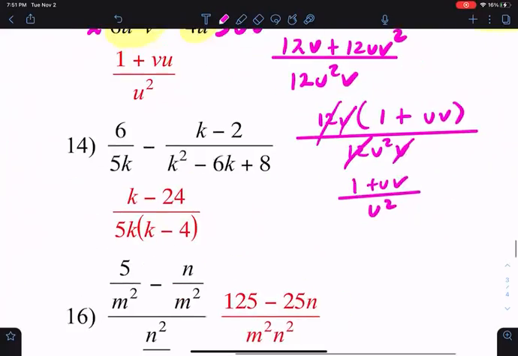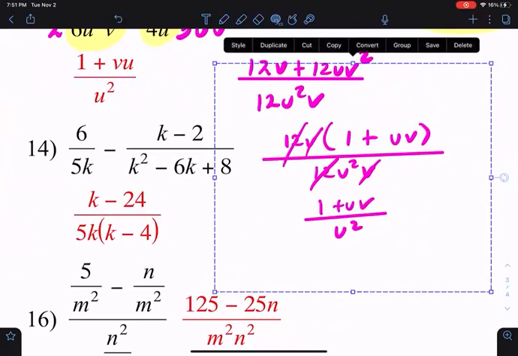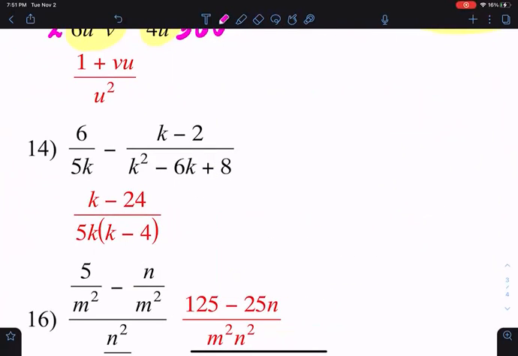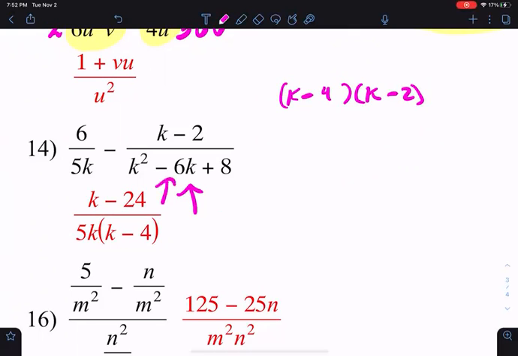14. So 14, you need to find common denominator, right? So you need to factor this out. If you factor that out, you're gonna get k and k. It's gonna be the same sign, and then the only numbers that will make it is 4 and 2, right? So that will be this expression right here. But that's not gonna make common denominator, right?